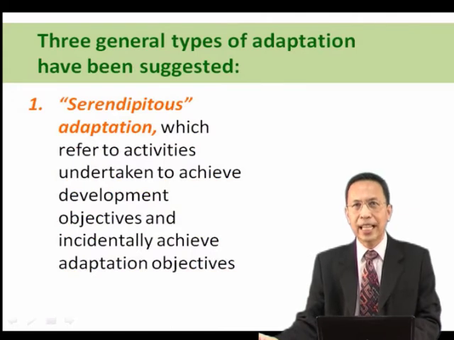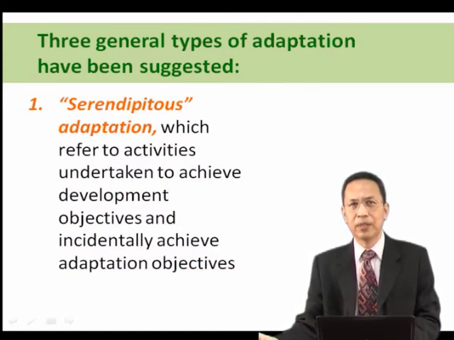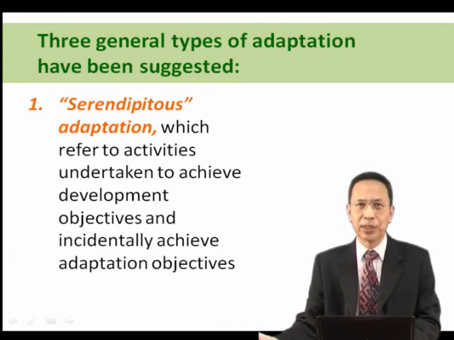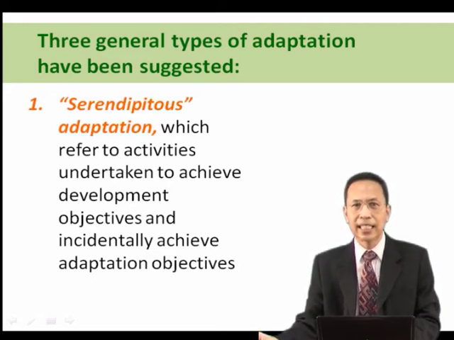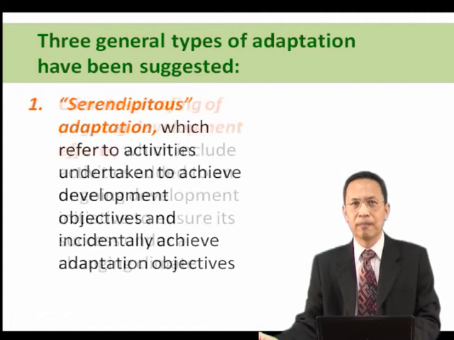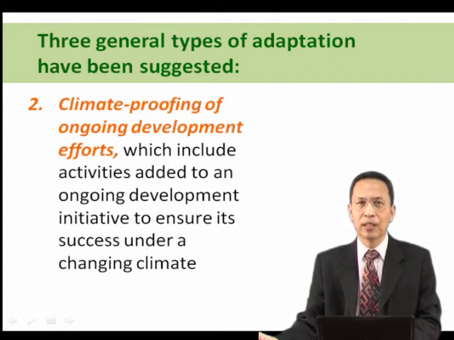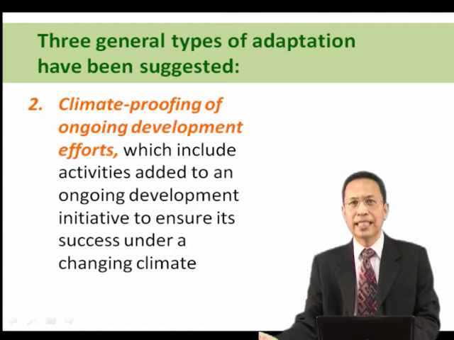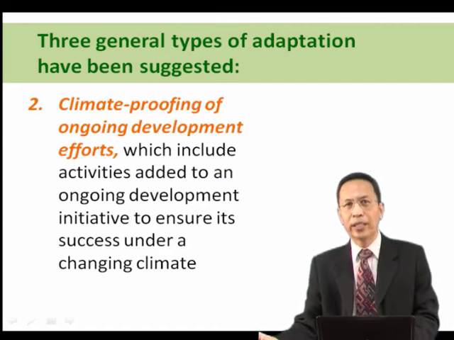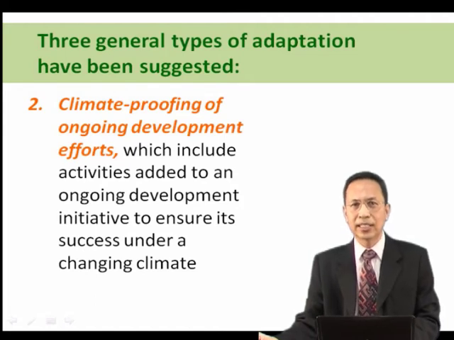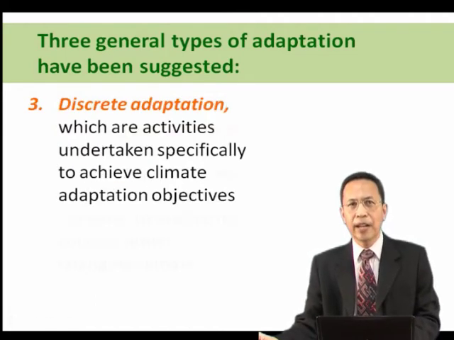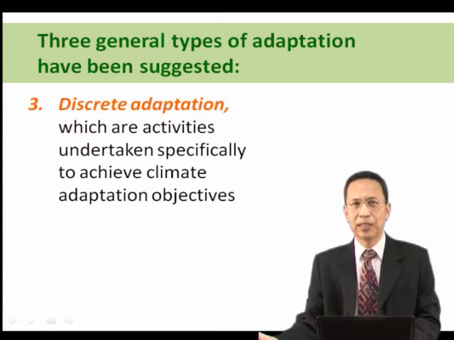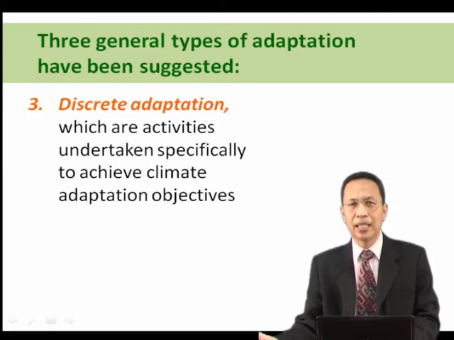Now, 3 general types of adaptation have been suggested. The first one is serendipitous adaptation, more like accidental adaptation. This refers to activities undertaken to achieve development objectives and incidentally achieve adaptation objectives. The second one is climate proofing of ongoing development efforts. These include activities added on to an ongoing development initiative to ensure its success under a changing climate. And finally, discrete adaptation. These are projects or activities undertaken specifically to achieve climate adaptation objectives.